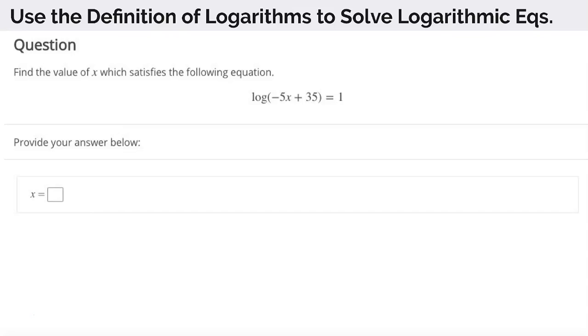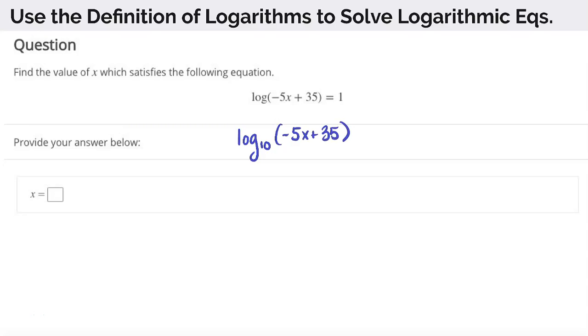Okay, so the first thing with this question, we're asked to solve where the log of negative 5x plus 35 is equal to 1. And the first thing, again, to note when we have this common log, where nothing is written, no base is written, just log, the implied base there is 10. So if we want, we can write that in just to remind ourselves.